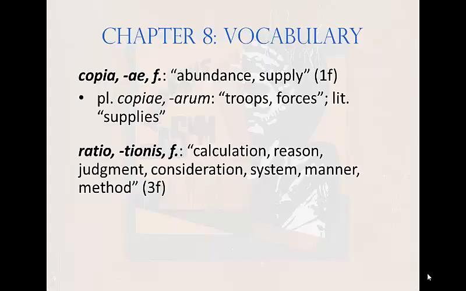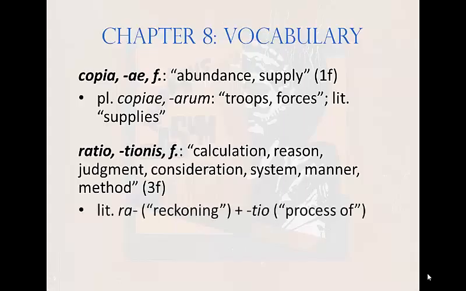An impressive array of definitions, which become comprehensible when you look at the etymological meaning of the word. Ra means reckoning, and tio means the process of. So the word means the process of making any kind of reckoning. In particular, a calculation, which of course involves reason. If it's ethical, then judgment, which entails careful consideration, and a systematic manner and method of proceeding.